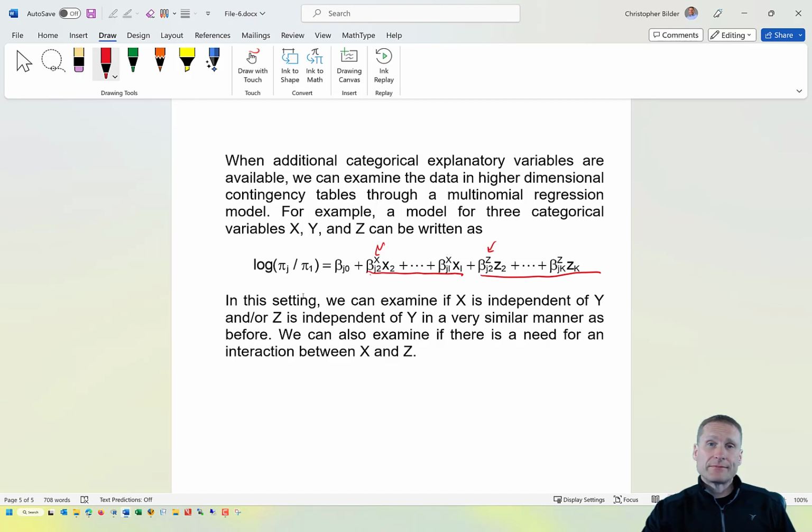to understand the dependence between them in a contingency table structure. Okay, so that gives you a little bit of a brief explanation of how to work with a multinomial regression model in a contingency table situation.